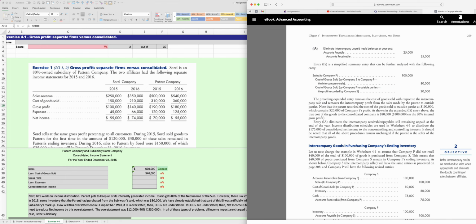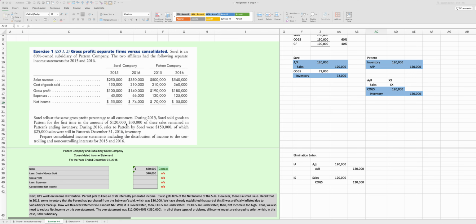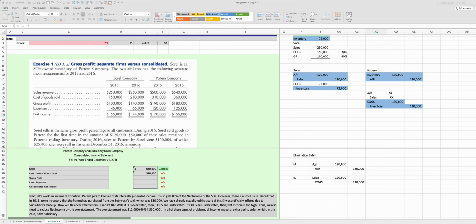But that's not really what happened, actually. If we take a look at the question a little bit closely, it says that in 2015, 30,000 of these sales, the intercompany sale of 120,000, 30,000 of these sales remained in Patterns ending inventory. So what difference does that make? Well, if your ending inventory still has an inventory that had a markup which we cannot recognize, then the value of ending inventory is too high. And what was the markup? Again, the markup is always this 60% here. In other words, the markup is 40% here.